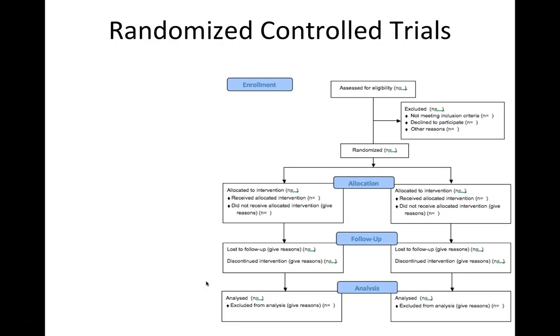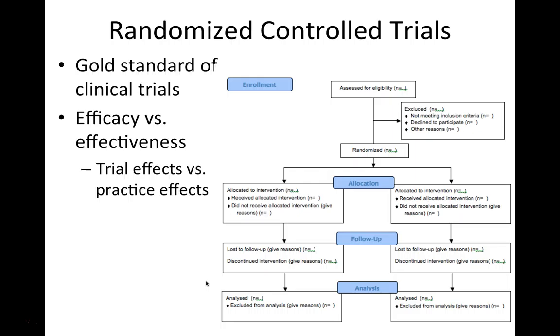A lot of you probably hear about randomized controlled trials. Your book talks a bit about this. These are kind of the gold standard of clinical trials. In a lot of cases, we're looking at either efficacy versus effectiveness. And this can be thought about as trial effects versus practice effects in some ways. So efficacy would be, does this intervention or manipulation work in a laboratory controlled setting? Effectiveness would be doing this same sort of analysis and examination in an actual real world setting. So out in the world, do we see actual effectiveness?